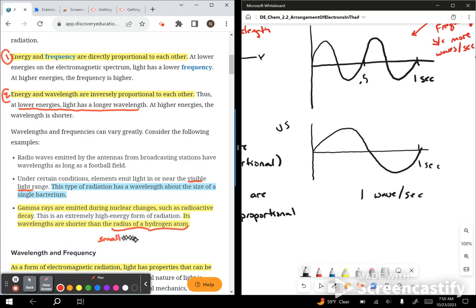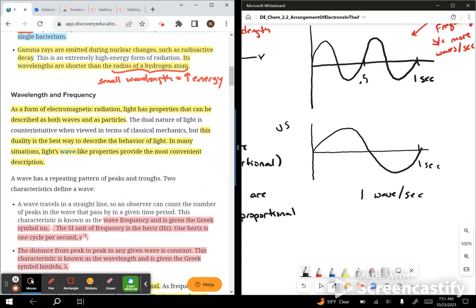Small wavelength equals increased energy, right? Okay, just to kind of keep that in our minds. So wavelength and frequency.